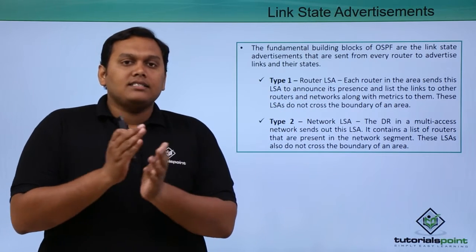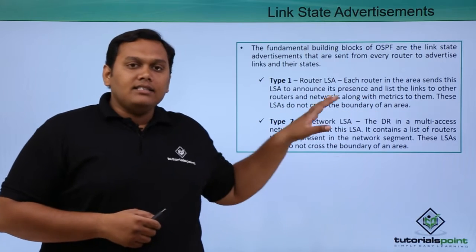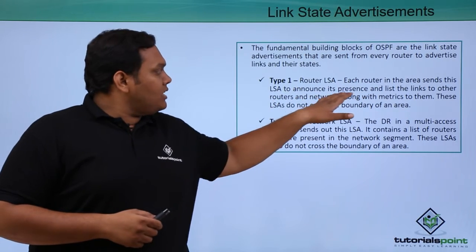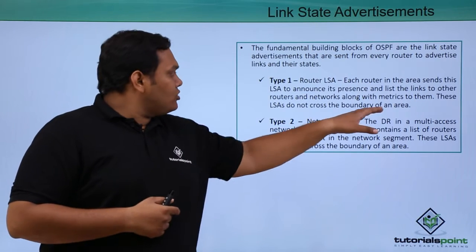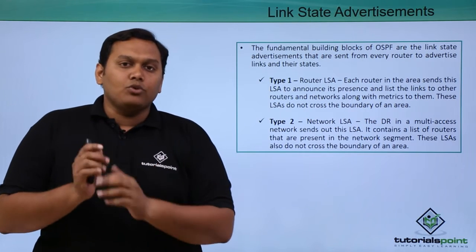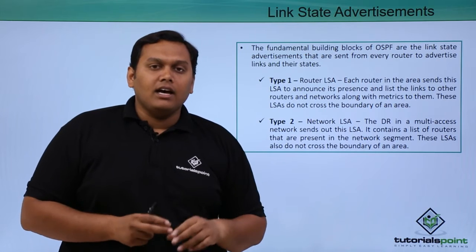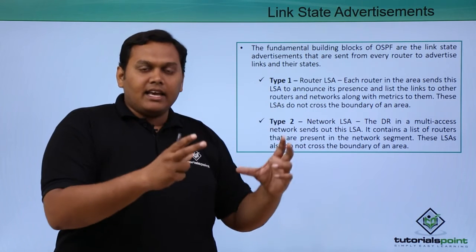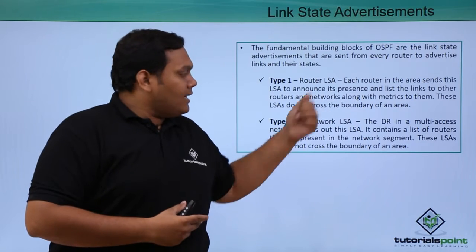The router link state advertisement is nothing but each router in the area sends this information or announces its presence, the list of the links which they are using and also about the router in the network along with the metrics which they use. And also these LSAs do not cross the boundary of an area. So inside the area only they advertise these LSAs.